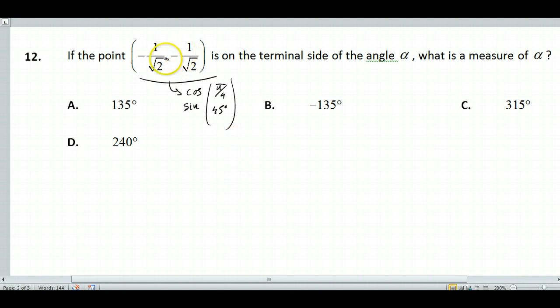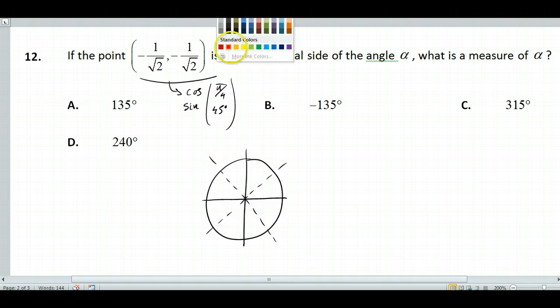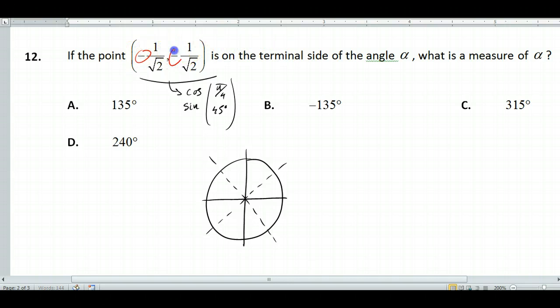They are also on the unit circle, right? These two values are on the unit circle, being output of cosine and sine. So I'm talking about any of the four angles right here. Now let's pay attention to the sign. Negative and negative. Therefore, let's keep the red. Negative and negative. I'm talking about this angle right there.